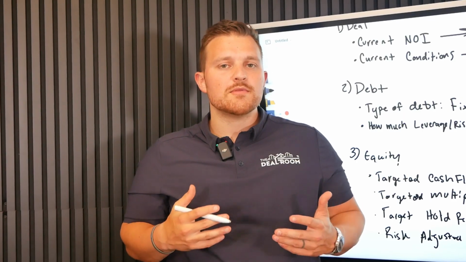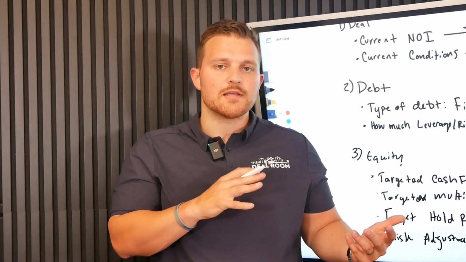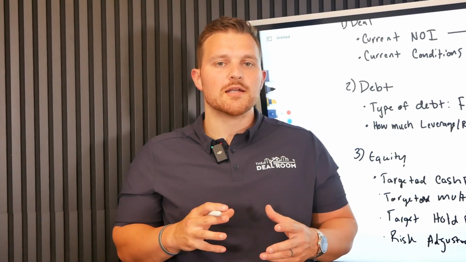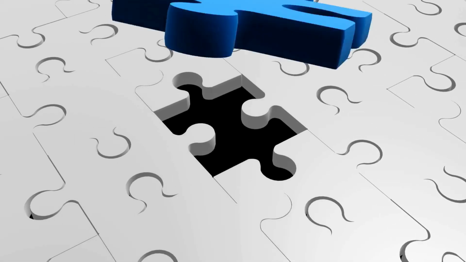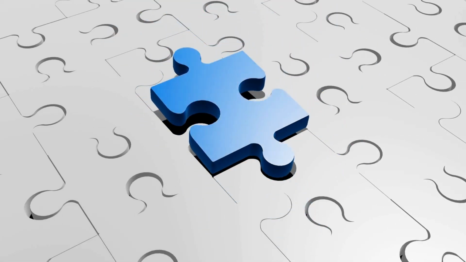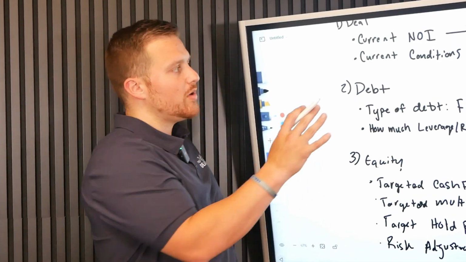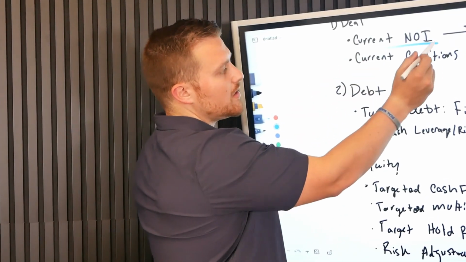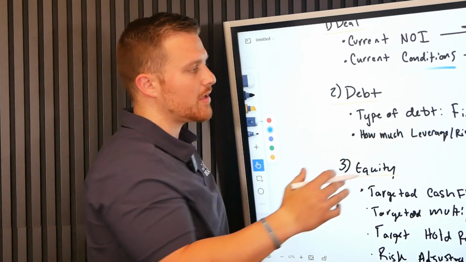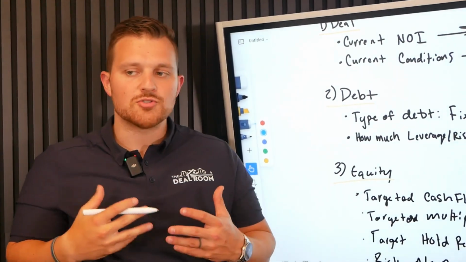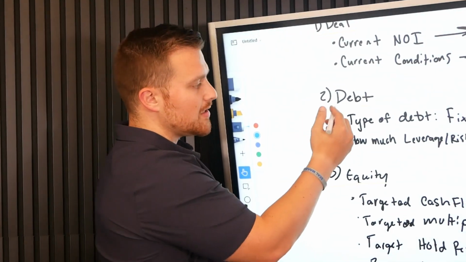Now, really quickly, something that helped me piece this stuff together is you want to look at real estate as a puzzle. If you move this one piece, one thing over here is going to feel the effect. What I mean by this is we find out what the current NOI is and the current condition of the property. That allows us to choose the certain type of debt that we want to place on it.